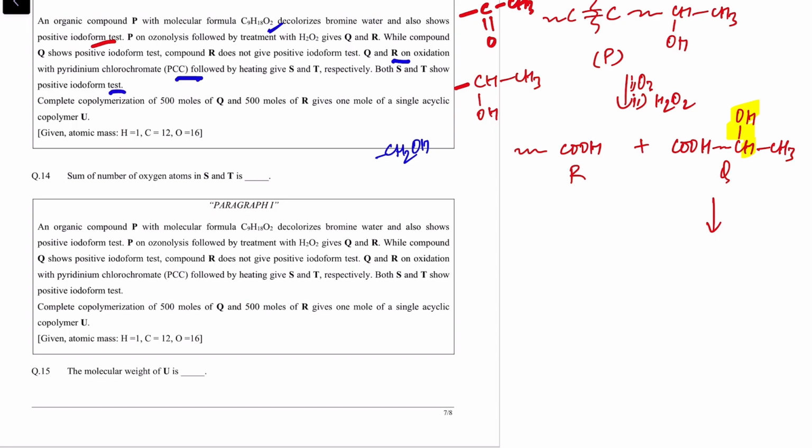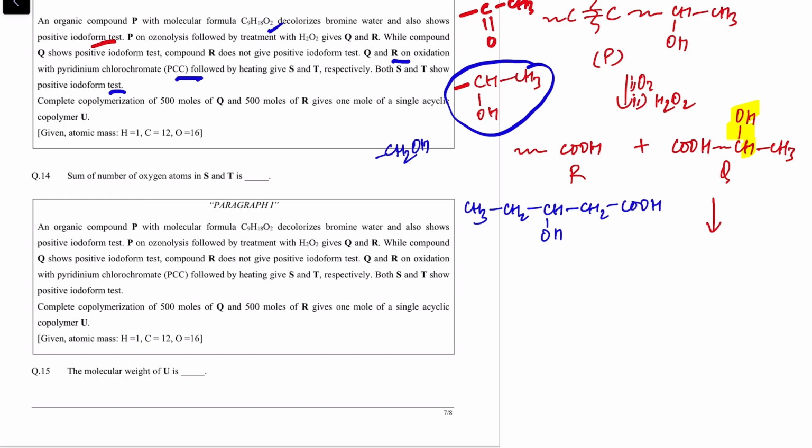You can read the question. When R is oxidized with PCC followed by heating, it gives iodoform test, right? So if it is CH2OH and then you oxidize it with PCC, that will give aldehyde, that will not give iodoform test. Also, it cannot have this group because otherwise R would give us the iodoform test. So the possibility is that R could look something like this: CH3, CH2, CH, OH, CH2 and COOH.